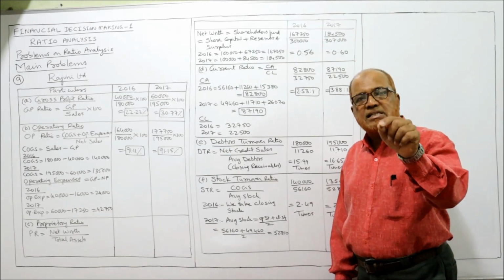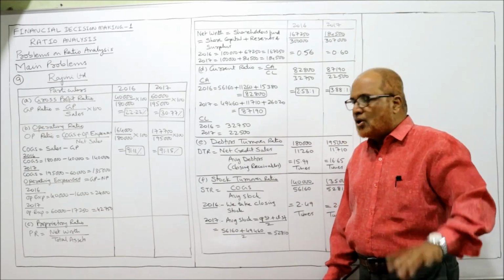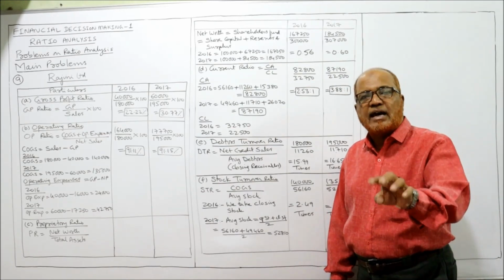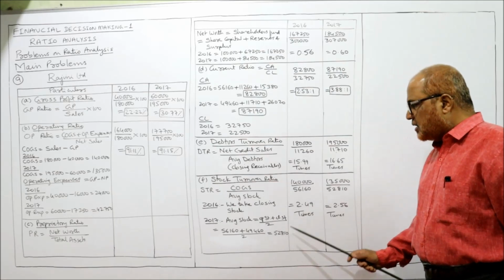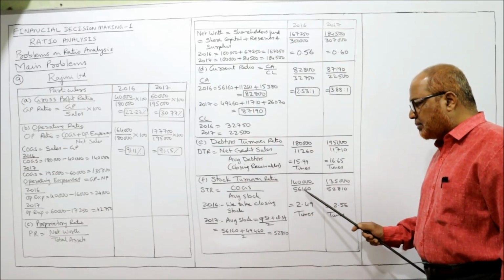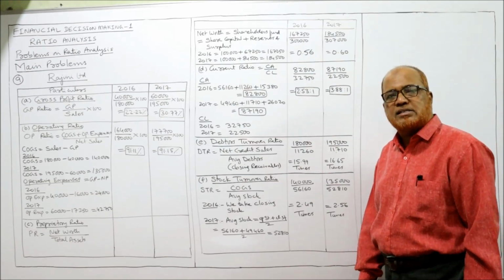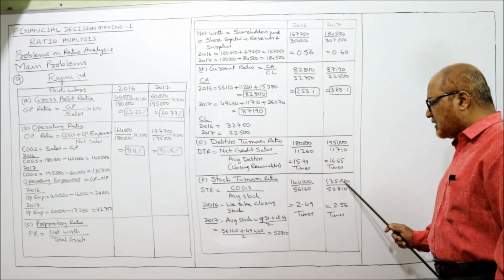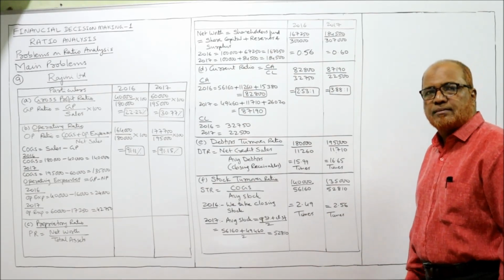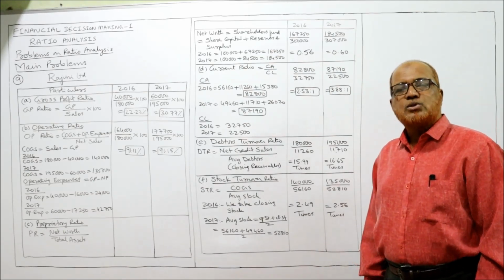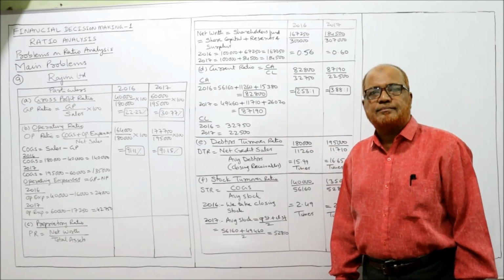So for 2016, we have not calculated average stock. We have taken the closing stock. For 2017, we have calculated the average stock because opening and closing both are given. So 1,40,000 divided by 56,160, 2.49 times. This is a stock turnover ratio. 2016. 2017, 1,35,000 divided by 52,810, 2.56 times. That's all. So this is the end of problem number 9.